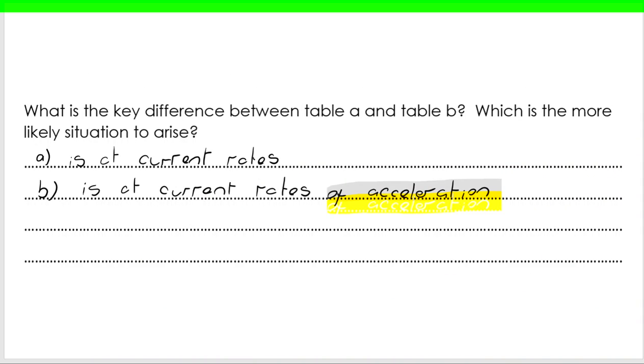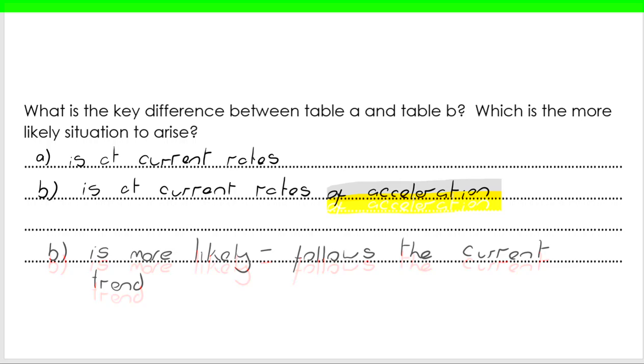So A is at the current rate, B is at the current rate of acceleration. So we're on an upward trajectory in each case, an upward trend. B is more likely. It's likely to follow that acceleration trend. The alternative is that everything is going to suddenly stop accelerating and stay where it is. And we don't have evidence that that is going to happen.